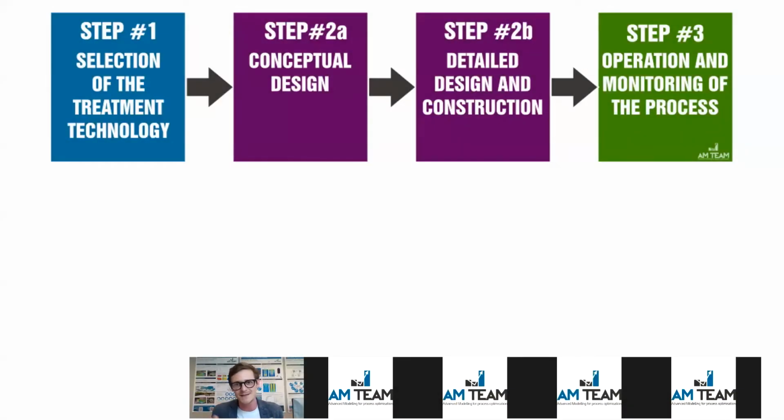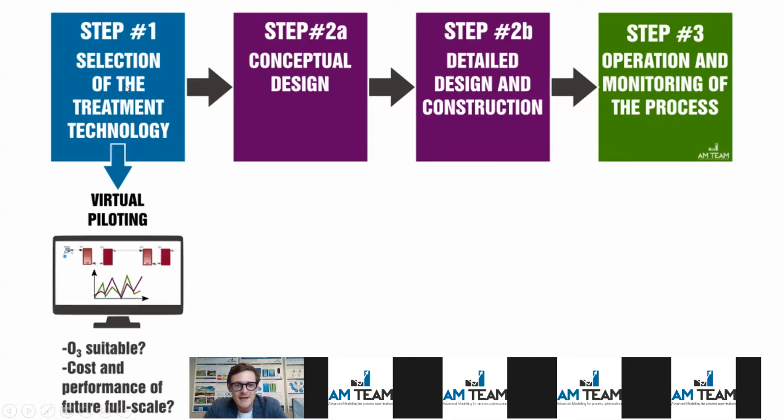Where can you now use this, and how can you now really practically apply this? We have seen four big phases. The first one is the selection of a treatment technology. For example, you are deciding on, should we put ozone here, or would activated carbon be a more suitable technology? You are in the phase of deciding which technology to put there on site.